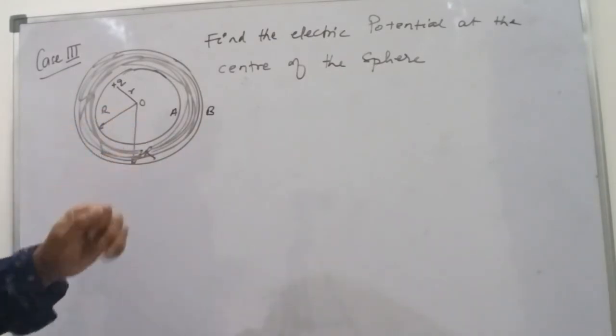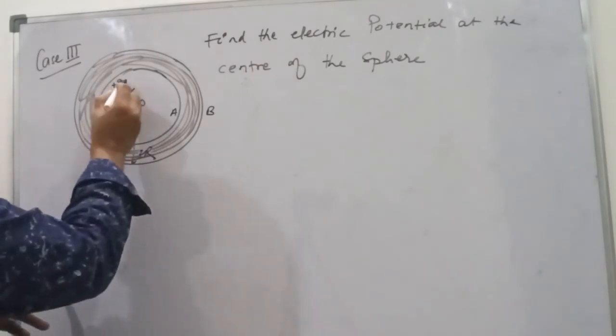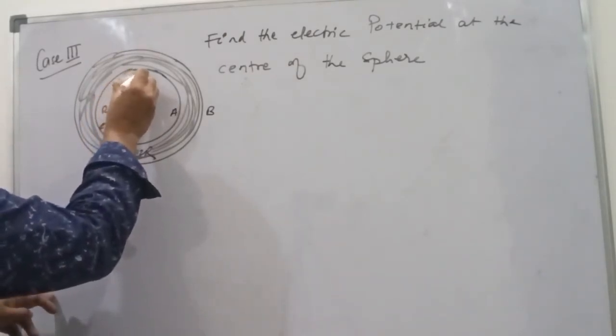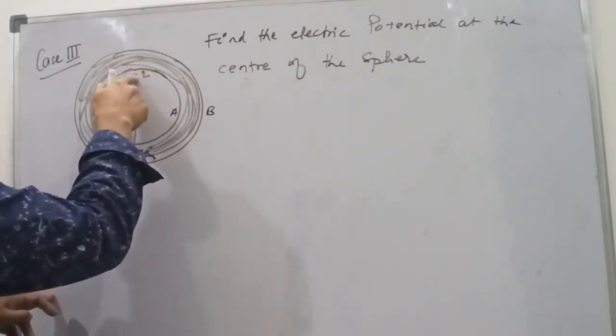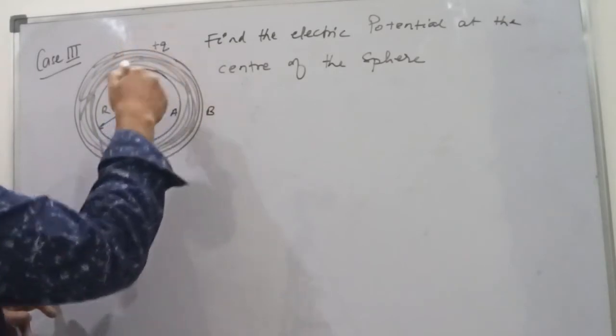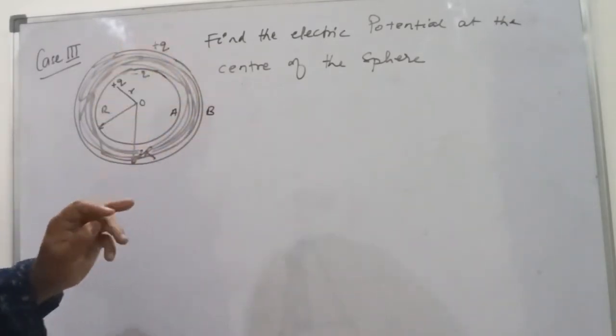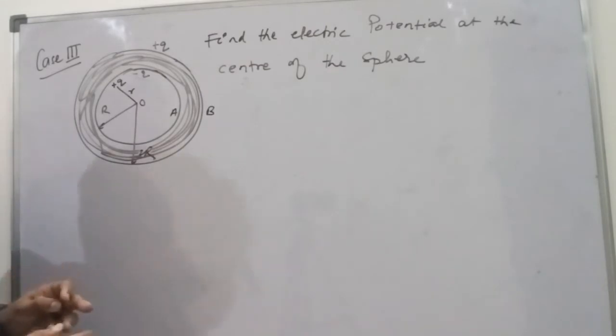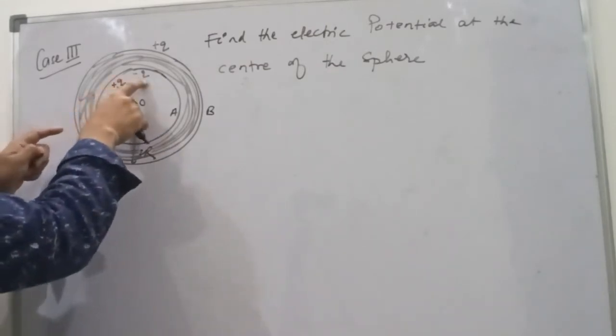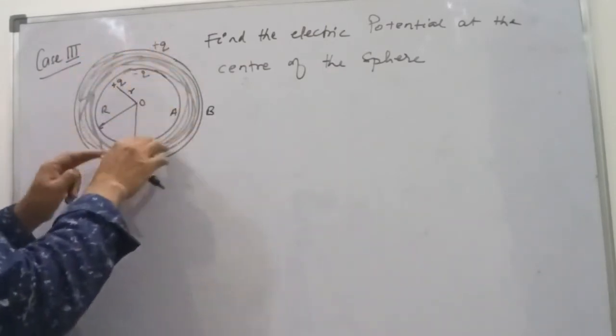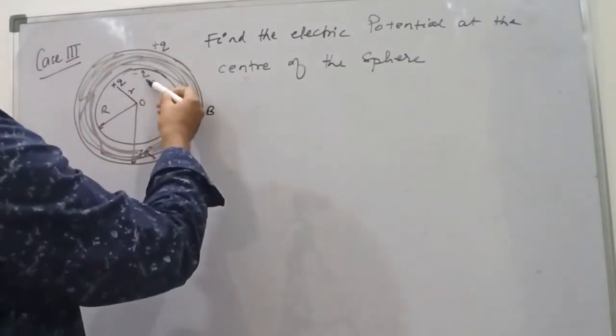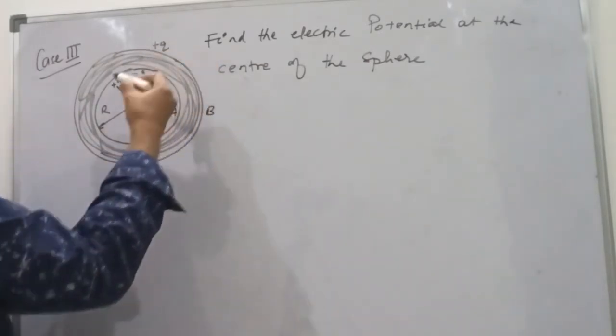First of all, distribute the charges here. Plus Q is here, so it will induce minus Q on the inner surface of A, and plus Q will be induced on the outer surface of B. So we can find the total potential by using plus Q, minus Q and this plus Q. This is a solid portion, so the charge is induced like this, from inner to just outer.